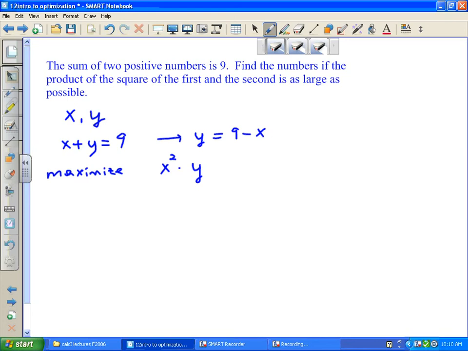So we're trying to maximize. Once again, let's call that function f. You could call it anything you like. So the function we're maximizing, our objective function, is x squared times y. And instead of y, what am I going to write? 9 minus x.